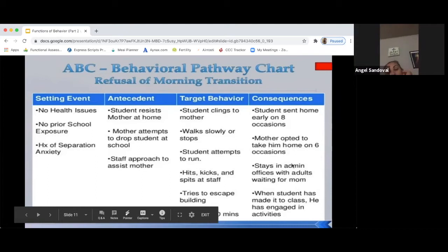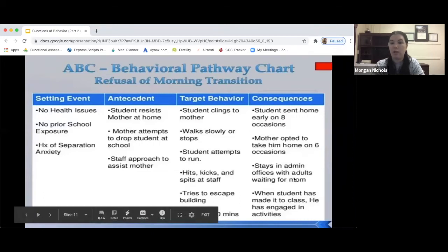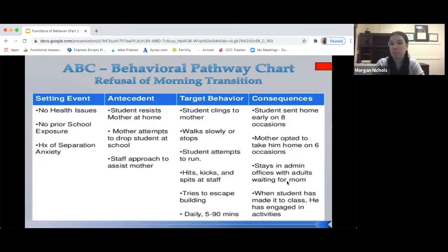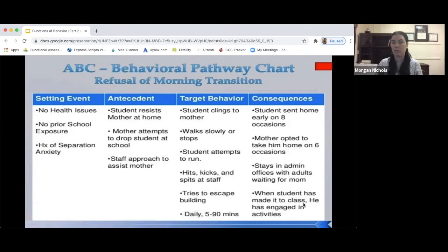A couple of times he hit, kicked, or spit at staff, and he was able to stay in the admin office with adults waiting for mom. So he didn't have to go to class. Again, getting what he wants, right? And on some occasions, when he did make it to class, he actually engaged in the activity. So once he got to the classroom, he saw, oh, hey, this is fun. Look, there are people here my own age. Oh, look, there's coloring and all sorts of activities to play. I can do this, right?